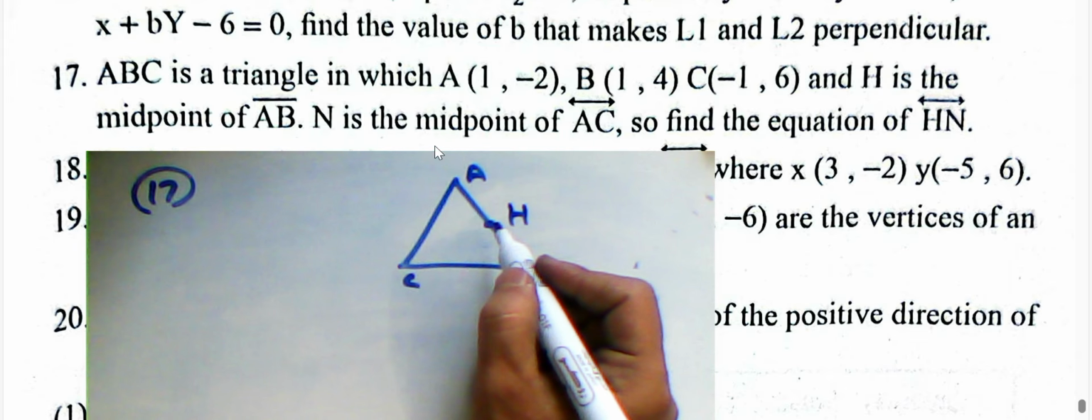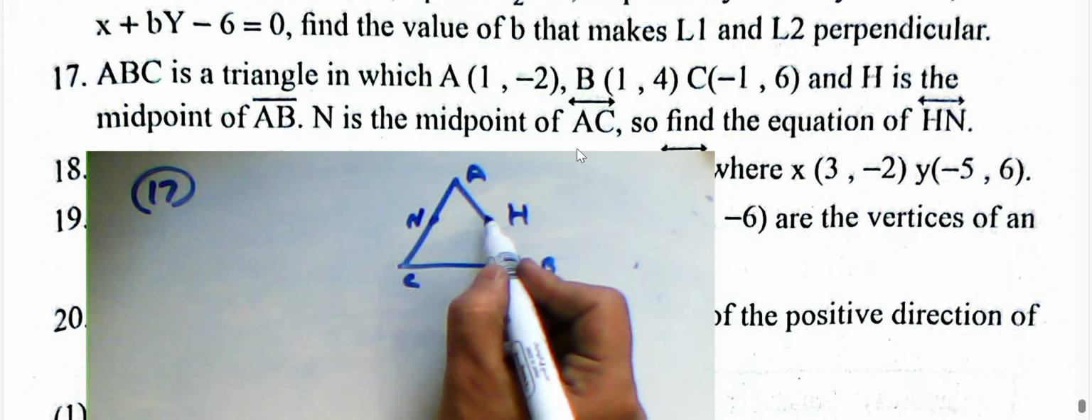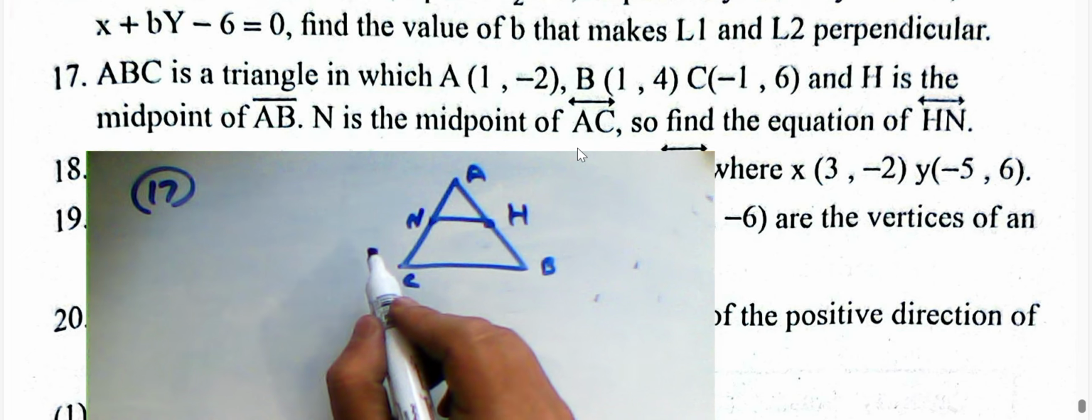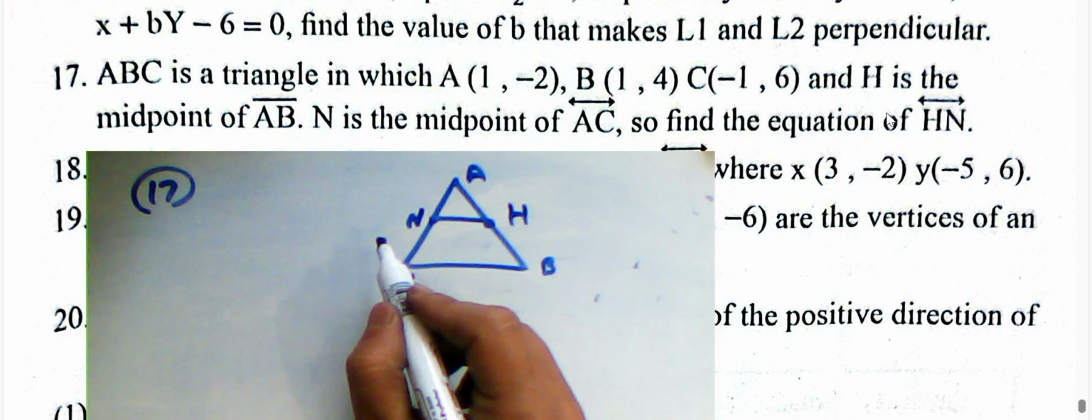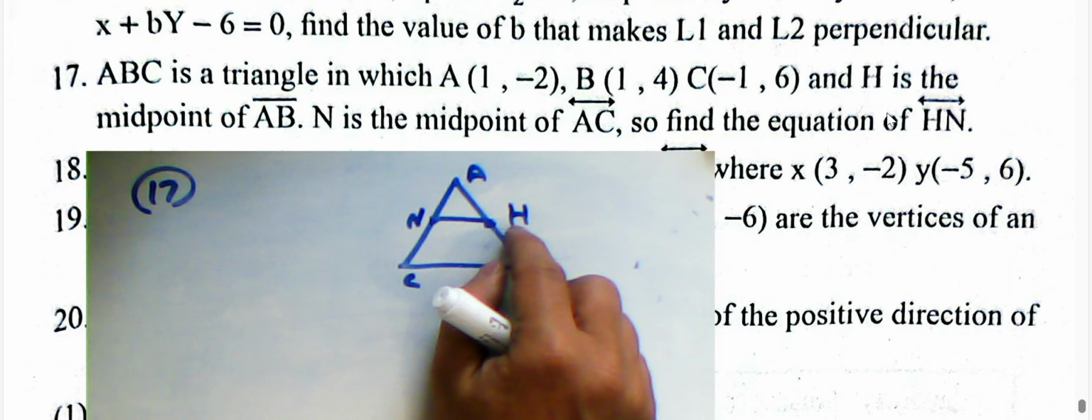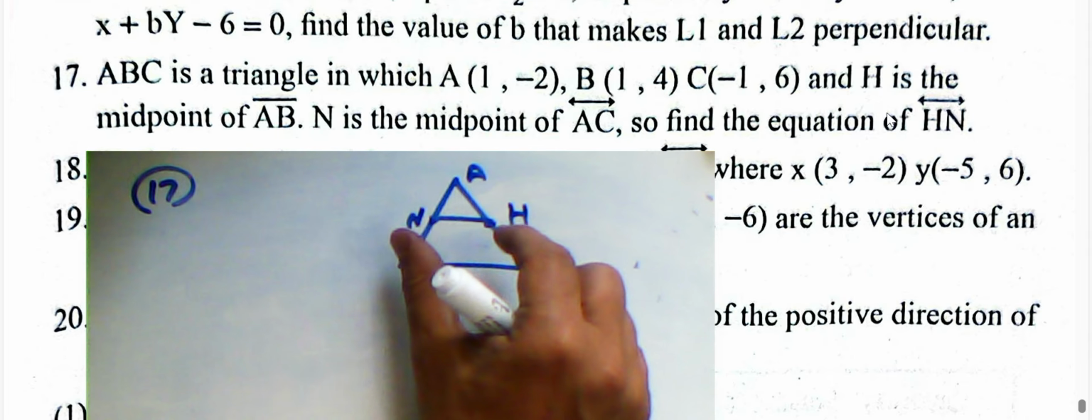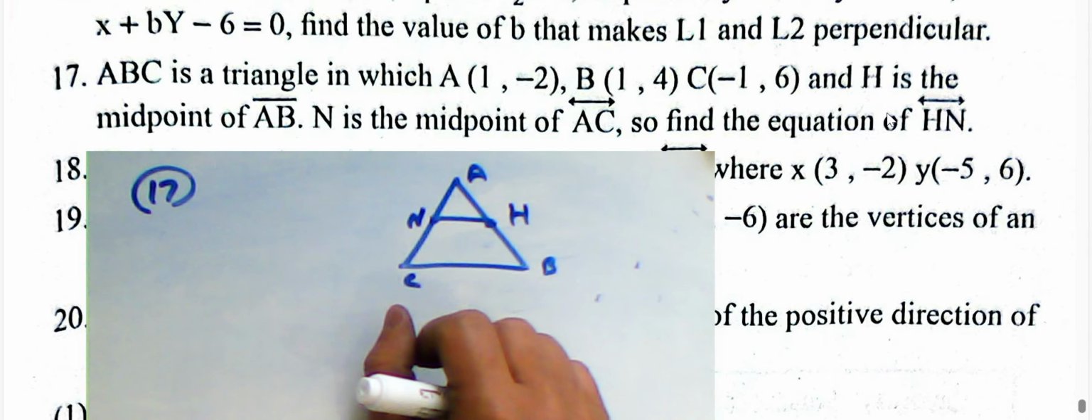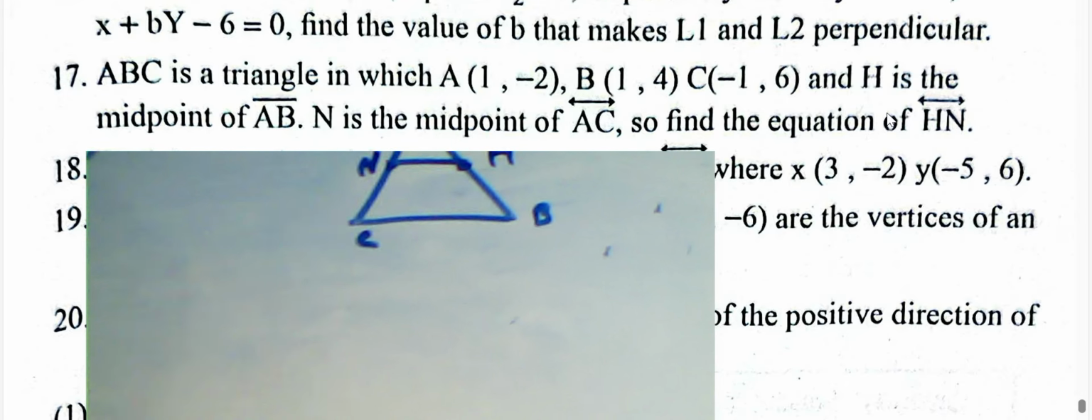And also N is the midpoint of AC here. Then we have line segment HN. We want to find the equation of HN. We can find the equation of HN by finding the coordinates of H and N, and then finding the equation. Okay, look with me at the steps to find the answer to this question.